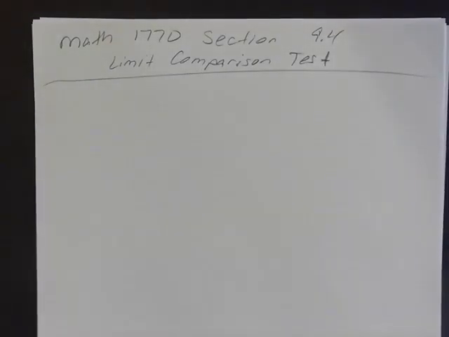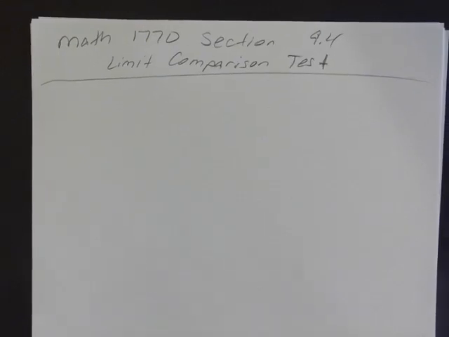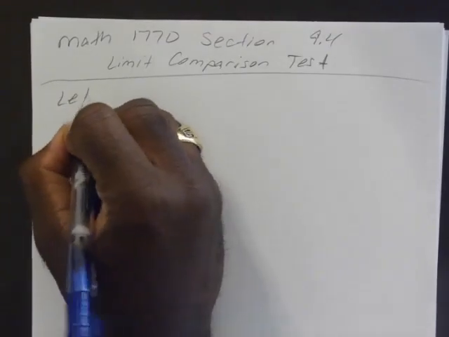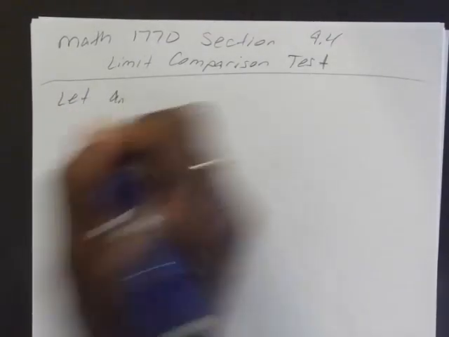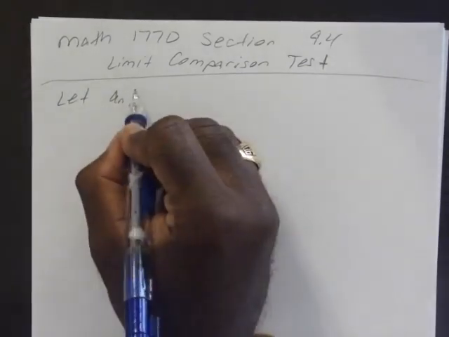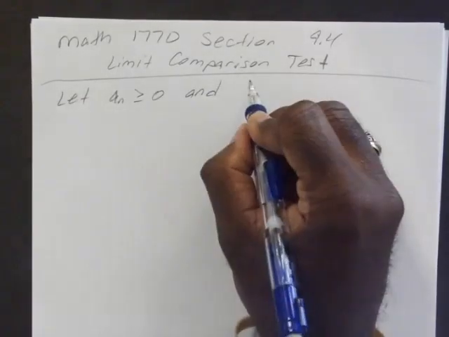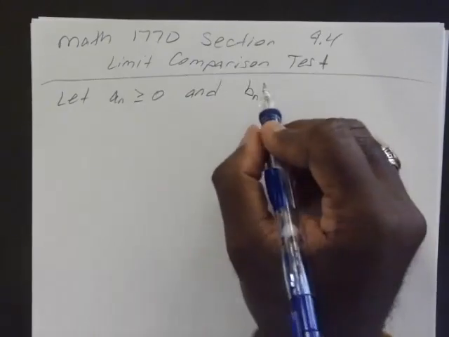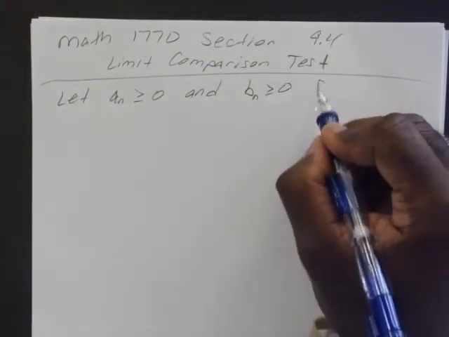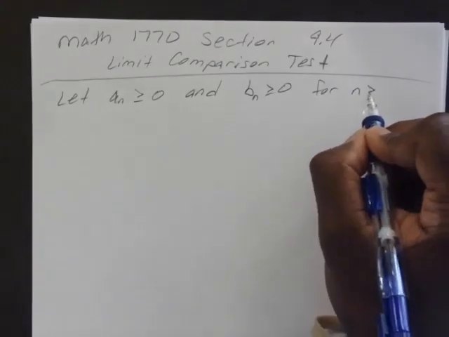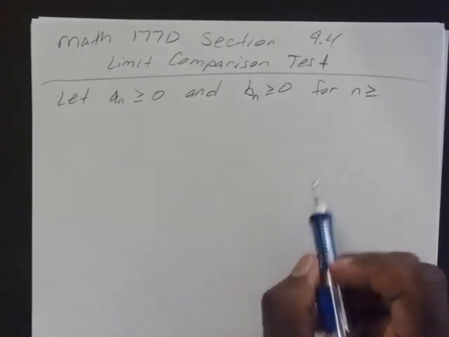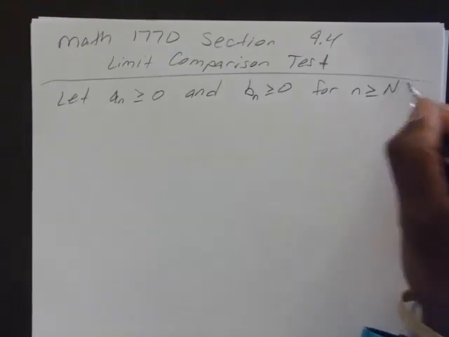All right. So today we are going to start section 9.4, which covers the limit comparison test. With the limit comparison test, let's say we had some series we'll call a sub n that's greater than or equal to 0, and some series we'll call b sub n that's greater than or equal to 0, for every n greater than or equal to some very large value that we will call our uppercase N.